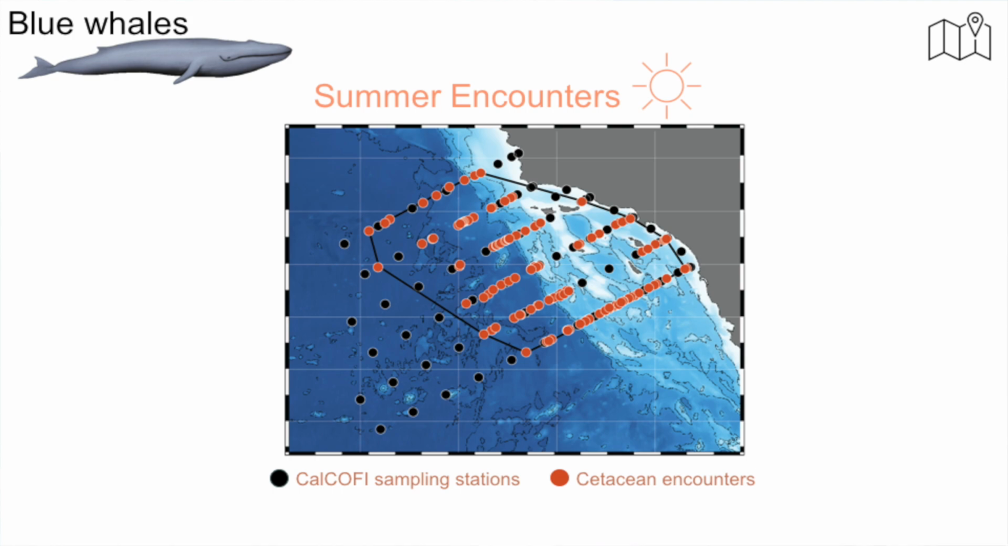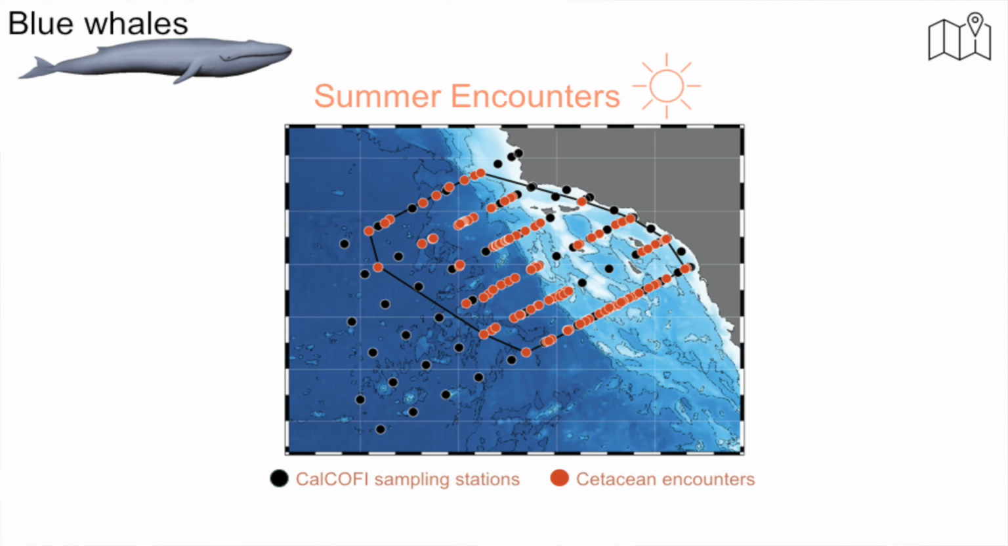So I'm going to look at summer, which is the primary foraging season for baleen whales, and we're going to start with blue whales. On this map here, the black dots are those Cal Coffee oceanographic sampling stations that I showed earlier, and the orange dots are the cetacean encounter locations.